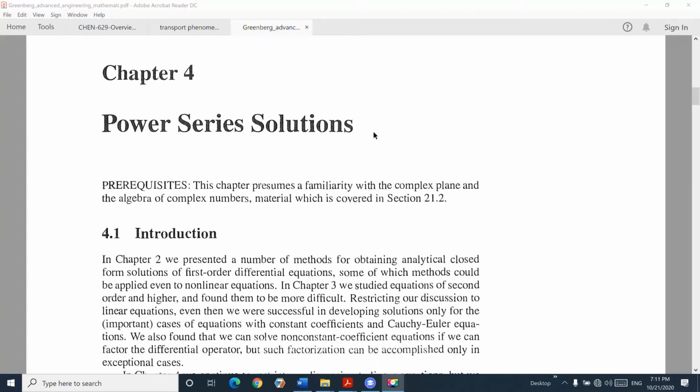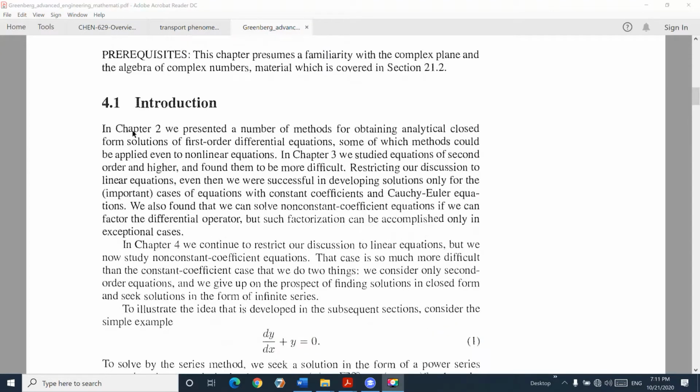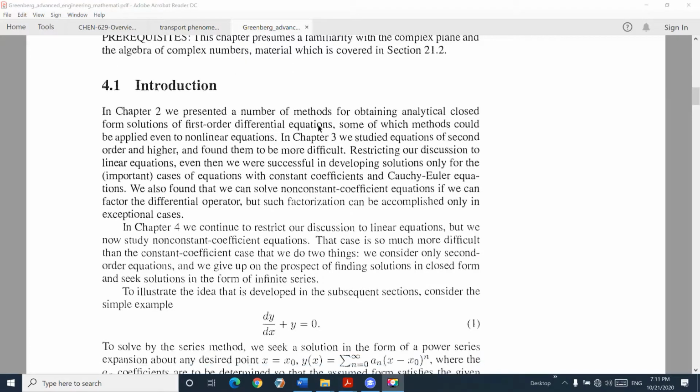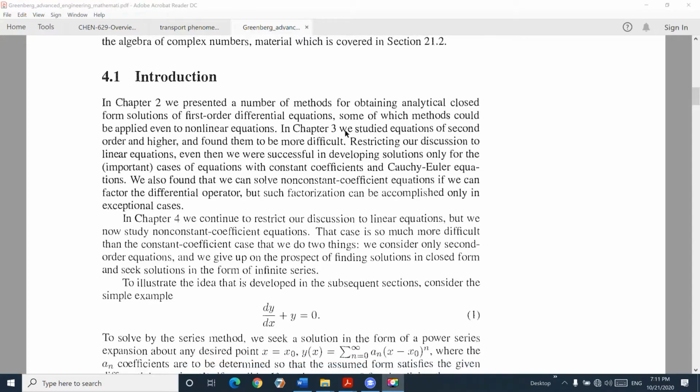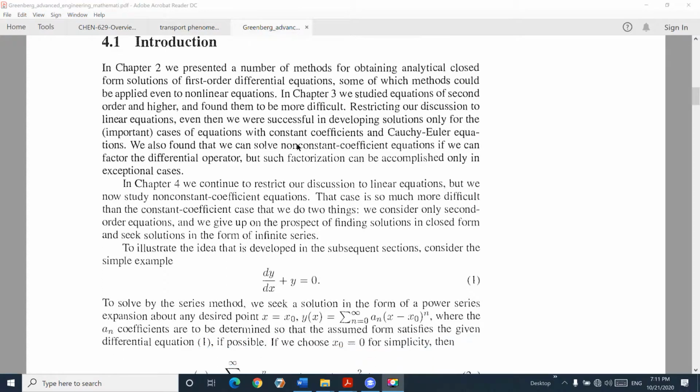We continue the review of advanced engineering mathematics, and we're here in chapter 4. In chapter 2, this book covers a number of methods for obtaining analytical closed-form solutions of first-order differential equations. And chapter 3, the book covered equations of second and higher order and found their solutions and the different methods and the basic concepts.